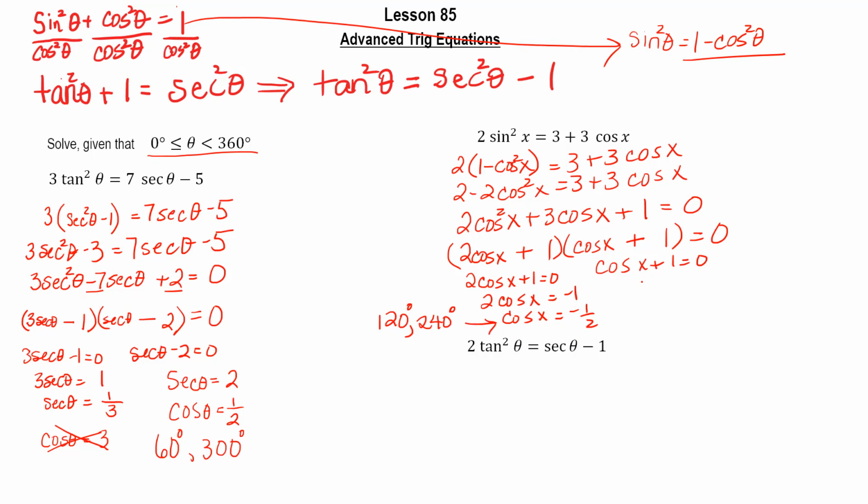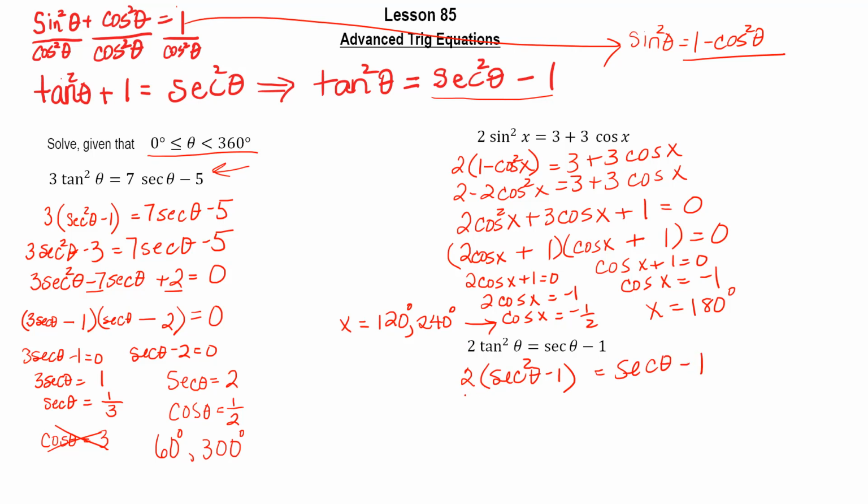And then over here, we've got cosine x plus 1 equals 0, so cosine x equals negative 1, and that happens when x is 180 degrees. Okay, this last one, you've got 2 tangent squared theta equals secant theta minus 1, and that is another one like this, where you can substitute secant squared theta minus 1 for your tangent squared theta. So I'm going to use the exact same substitution I used in the first example for tangent squared. So that's 2 times secant squared theta minus 1 equals secant theta minus 1.